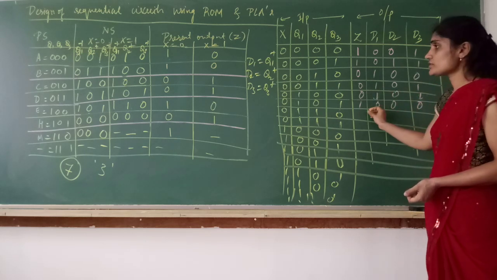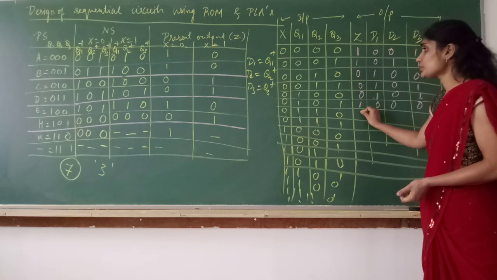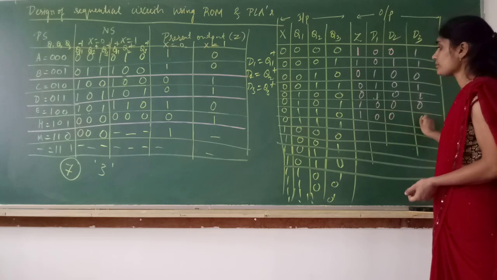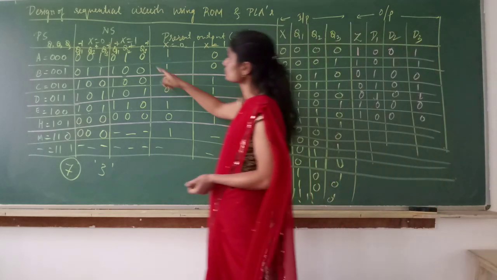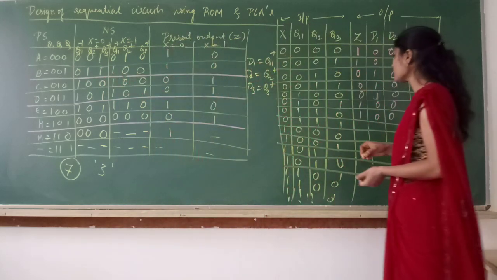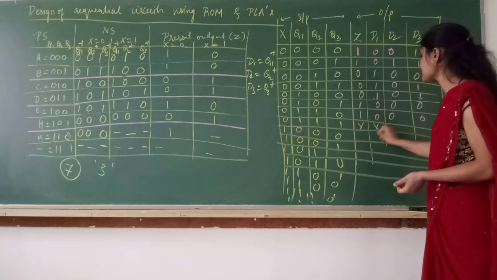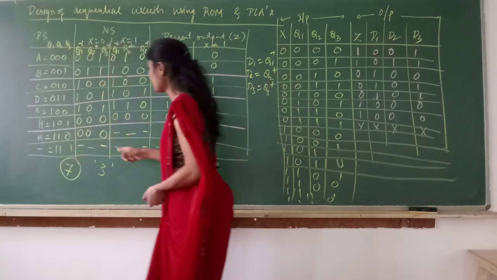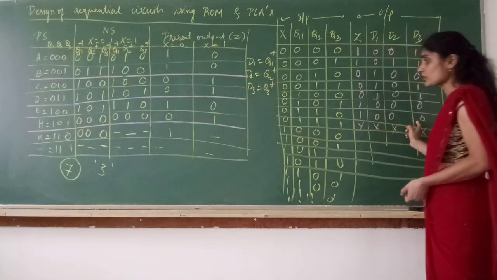1 0 1 0 0 0. Similarly, here the output is 1 1 0, right? Output is 1. Next state is 0 0 0. 1 0 0 0. No, 0 0 1. It is don't care. For this, it is don't care. No, 0 0 1. It is don't care. 0 1 1 1. Don't care. Output is also not defined. So all the four are don't care.